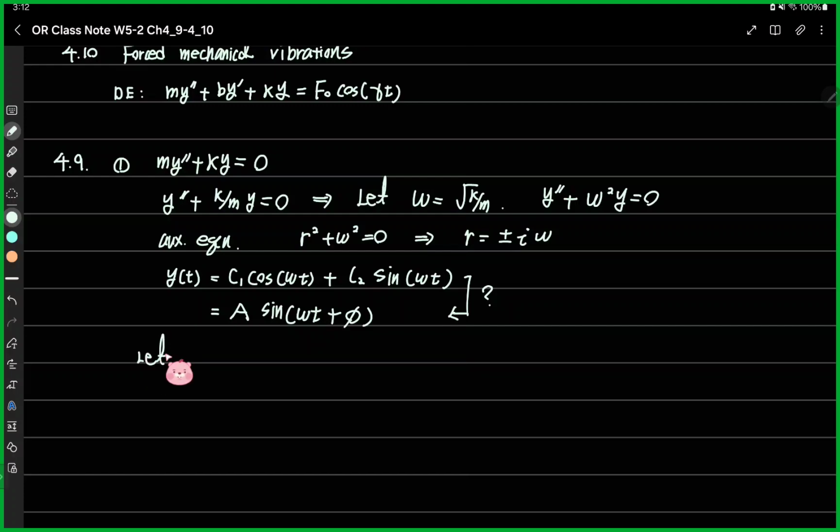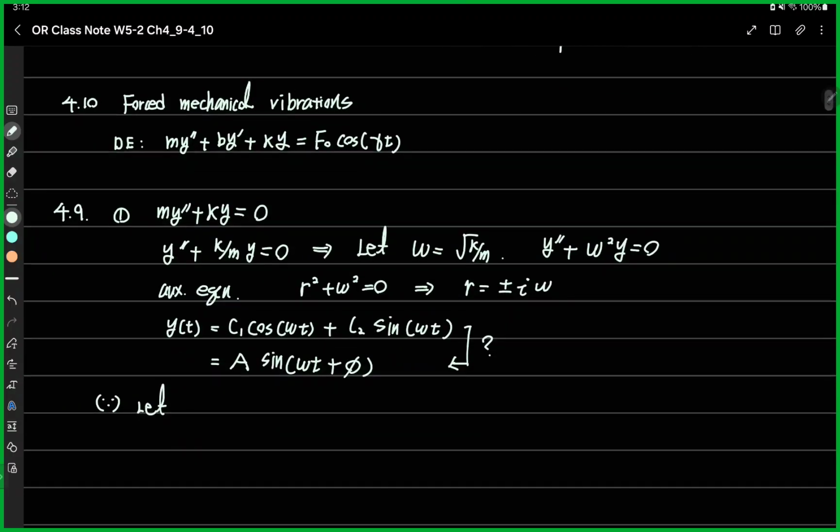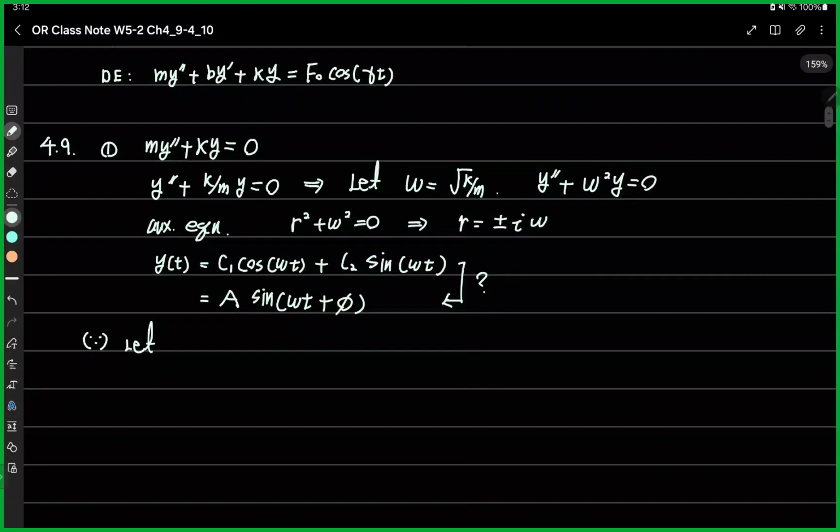So let's say C1 is A times sine phi. Can you say that? Yes, because C1 is an unknown constant in the relation, which will be determined by the initial condition. So we can say C1 equals a constant times a function of a known constant, there will be no problems. So C2 is A times cosine phi.